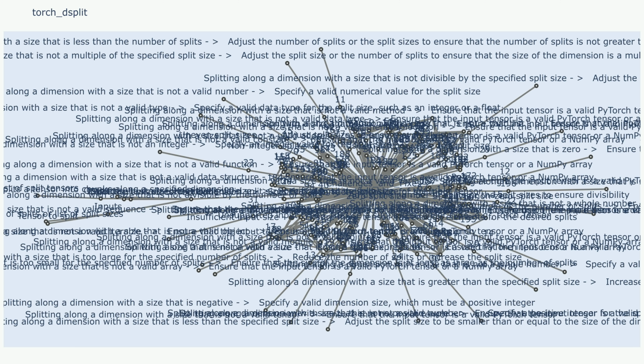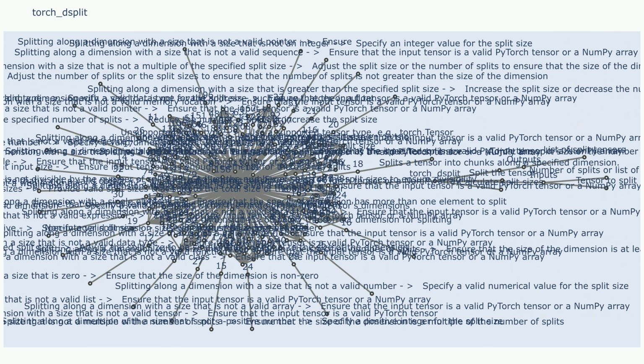torch.dsplit. Description. The torch.dsplit function splits a tensor along a specified dimension into multiple subtensors. This operation is similar to splitting a list into multiple sublists based on the size of each sublist. Inputs. Input 1, tensor: the input tensor to be split.